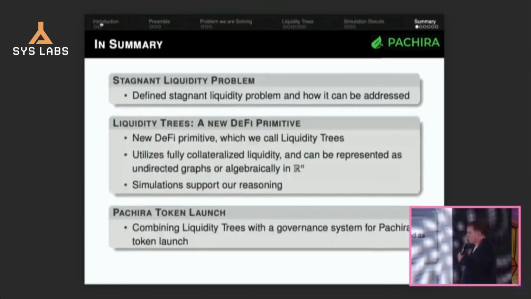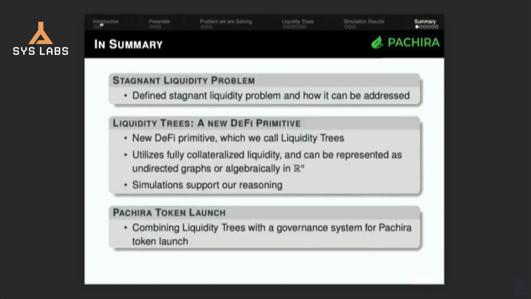So in summary, we've defined the stagnant liquidity problem. We've addressed that problem using liquidity trees, which is a new DeFi primitive, which we believe is the next epoch of DeFi. It utilizes fully collateralized liquidity and can be represented as undirected graphs or algebraically in Rn, which we talked about. And the simulations which we've shown support our reasoning.